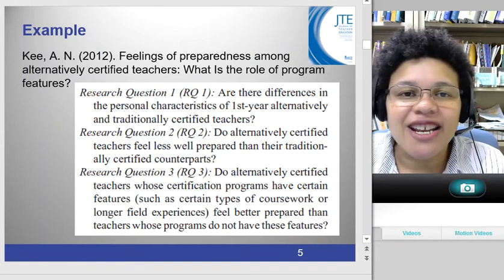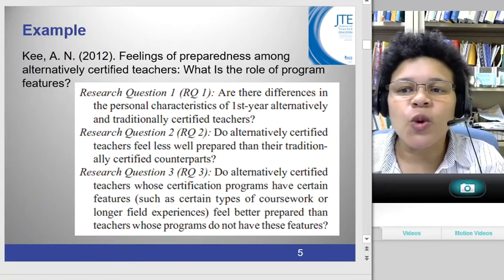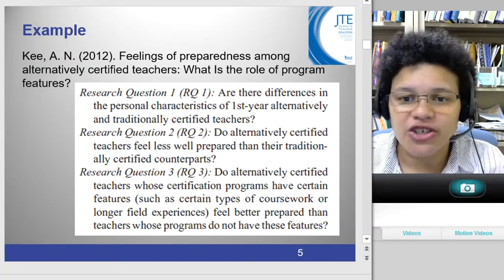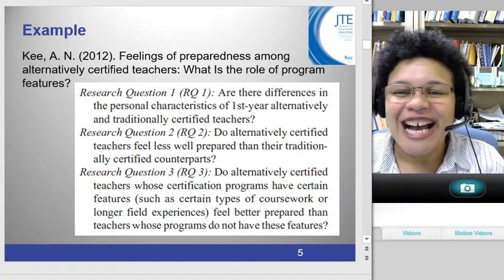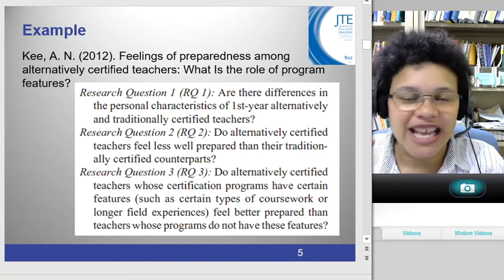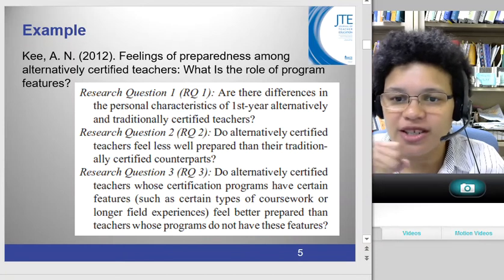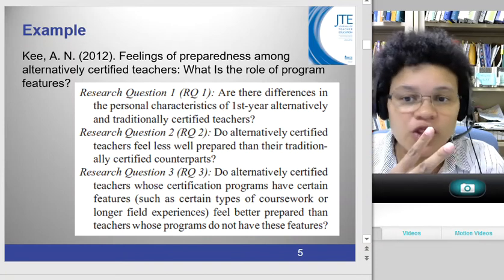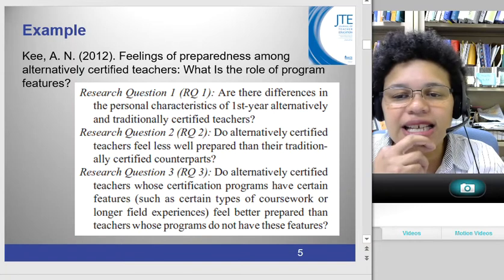Title: Feelings of preparedness among alternatively certified teachers. What is the role of program features? Oh, I just realized that rhymes. Okay, so first off, to understand the study, we've got the title and the research questions. I had three research questions.